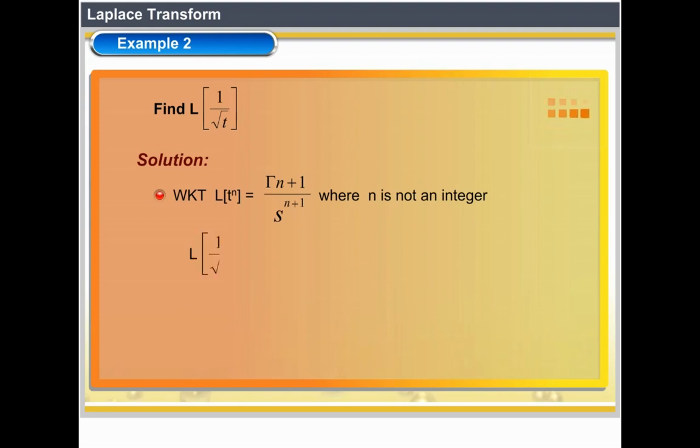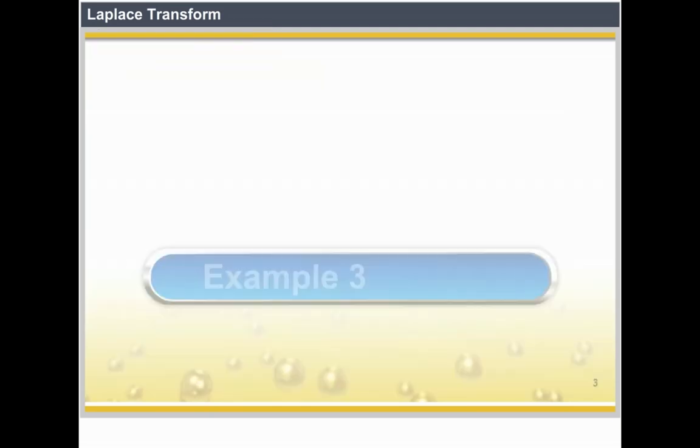Then L of 1 divided by square root of t equals L of t power minus 1 by 2, equals gamma of minus 1 by 2 plus 1 divided by s power minus 1 by 2 plus 1. Then we get the answer square root of pi divided by square root of s, equals square root of pi divided by s.